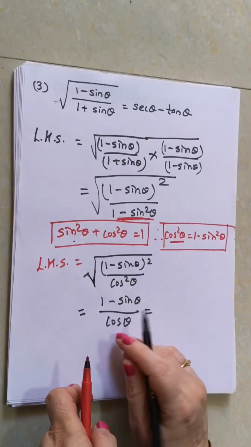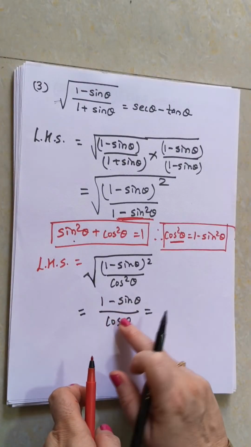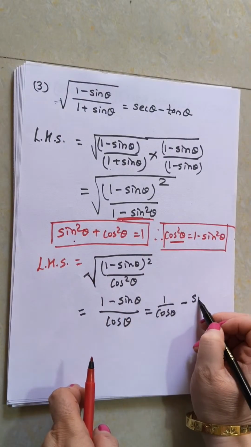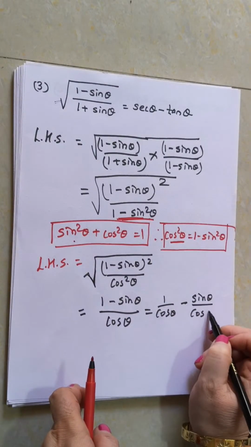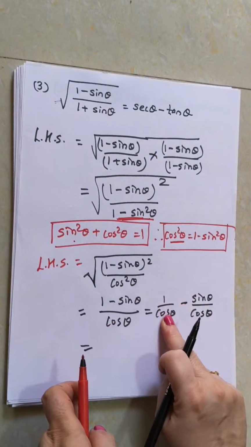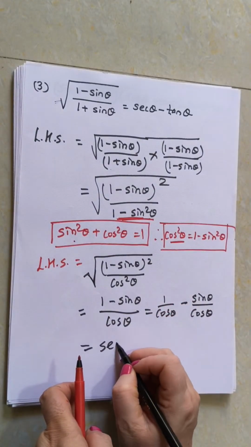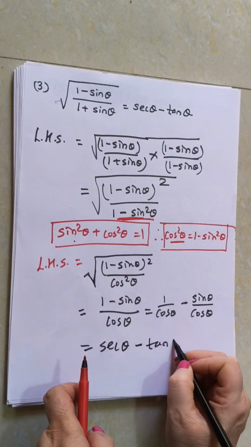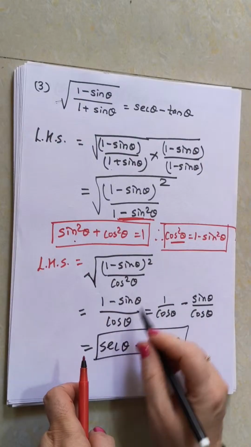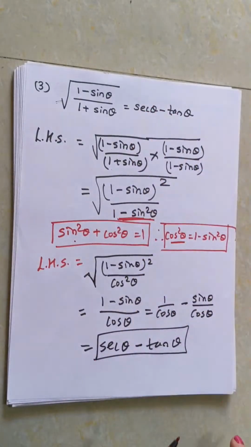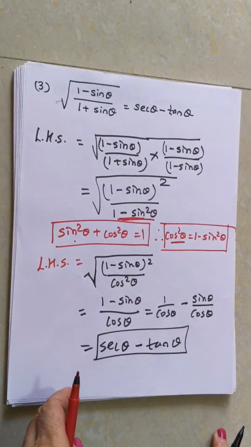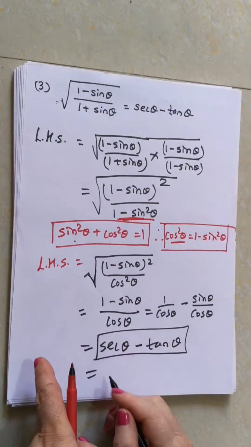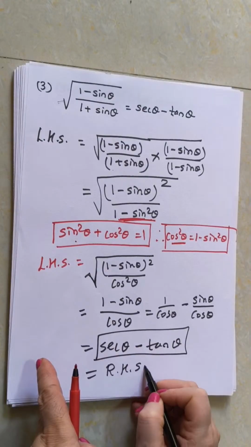Now let us separate them. So 1 upon cos theta minus sine theta upon cos theta. Now see, 1 upon cos theta is sec theta, and sine upon cos is tan theta. And this is exactly our RHS, sec theta minus tan theta. So sec theta minus tan theta is only the RHS.